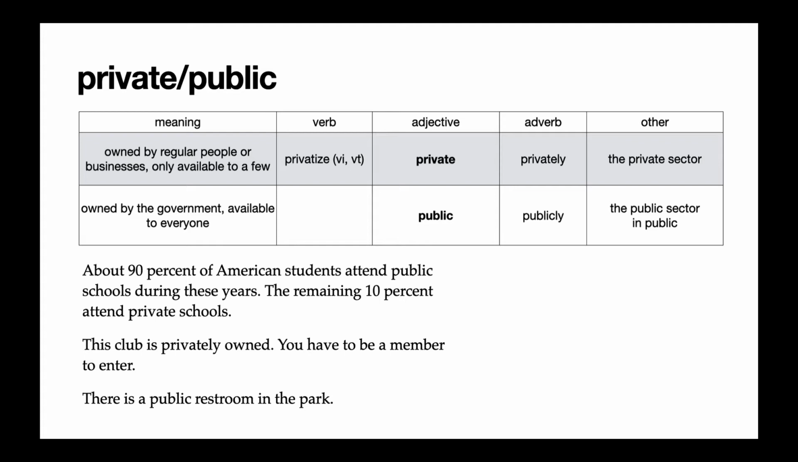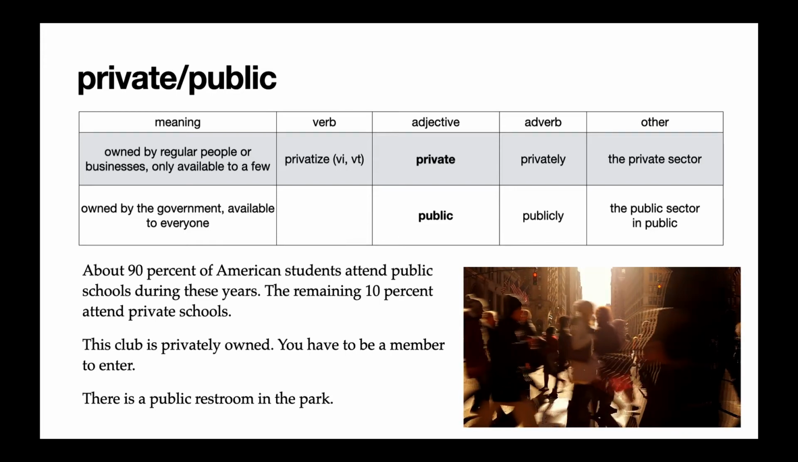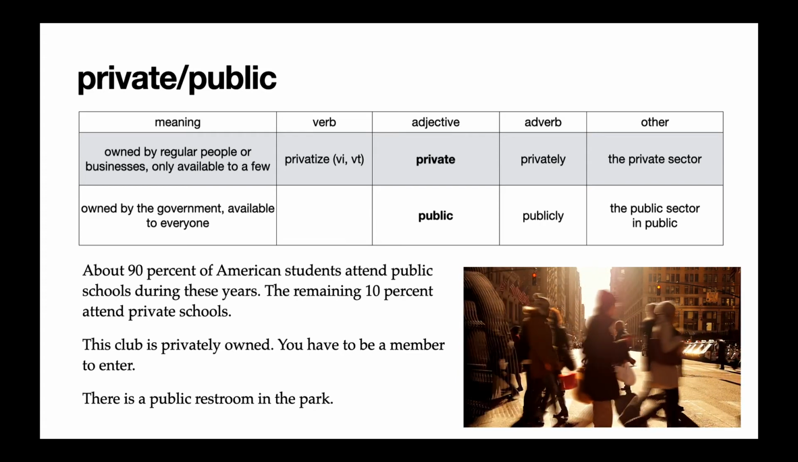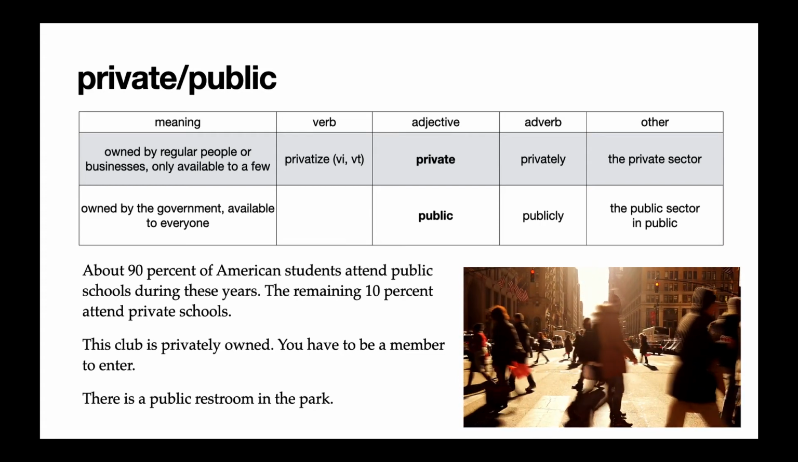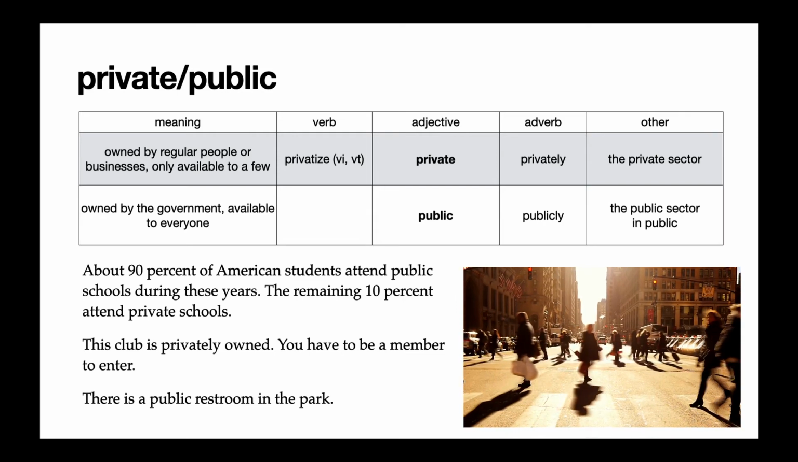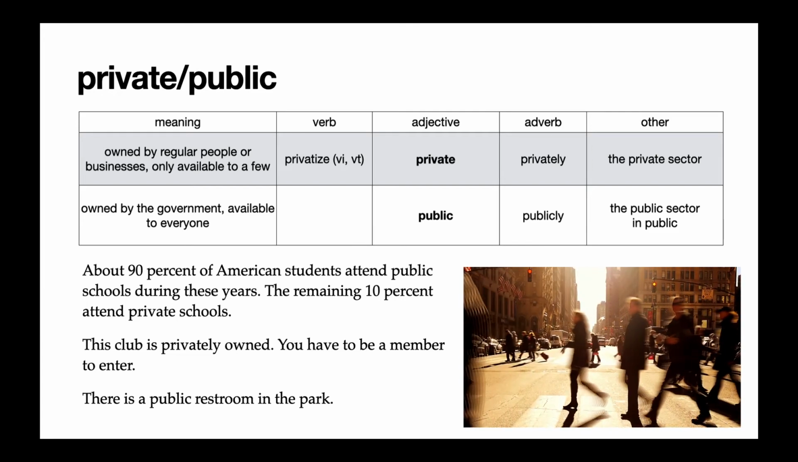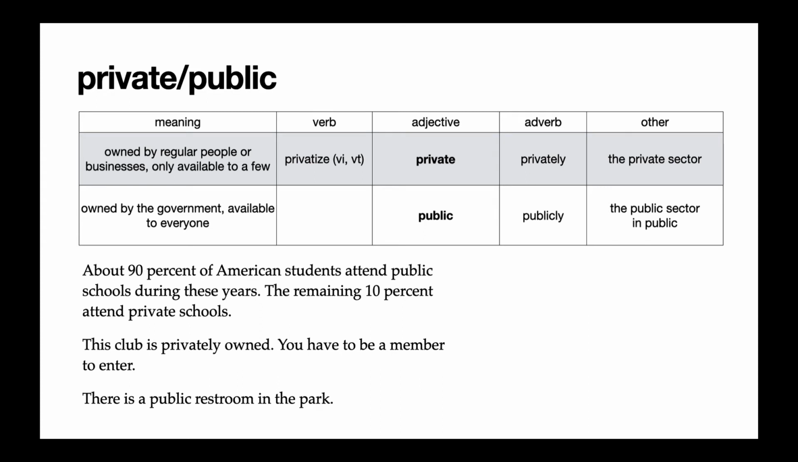In the other column, I wrote the private sector, which refers to things that are owned by people and not by the government. So for example, in the United States, healthcare is run by the private sector. That means it's not run by the government. So the opposite of private is public. This means it's owned by the government and it's available to everyone. There is a verb, publicize, but that means more like to advertise something, to tell people about it, than to make it public and available to everyone. The adverb form is publicly, and we can also say the public sector.